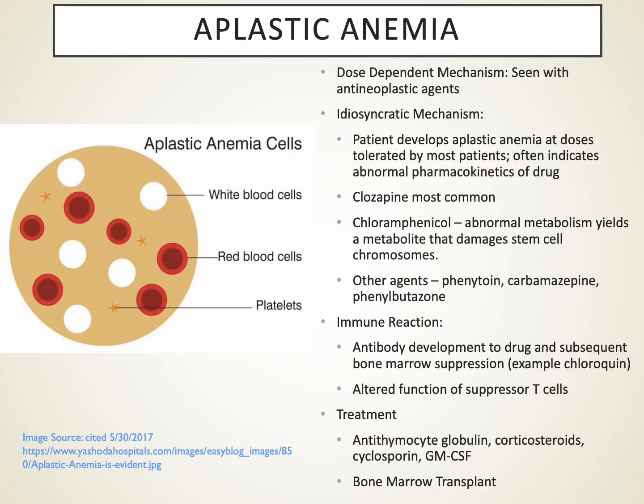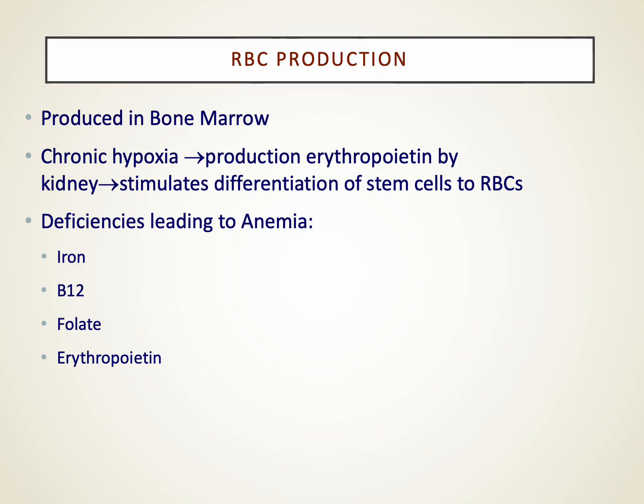So you'll see idiosyncratic mechanisms for aplastic anemia, also immune reaction, and the treatment of choice typically is to remove the offending agents and consider even a bone marrow transplant if that's absolutely necessary. But let's hope we don't. Thankfully, we don't see this very often.